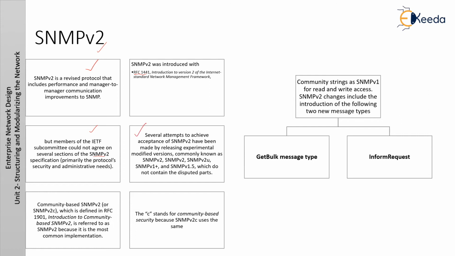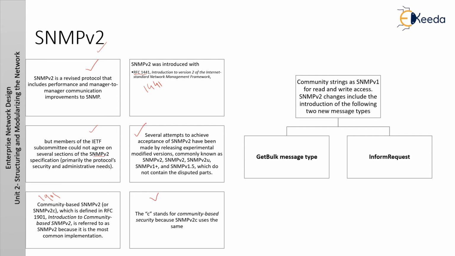Community-based SNMP version 2, or SNMP version 2C, is defined in RFC 1901. The original was RFC 1441, and RFC 1901 is the Introduction to Community-based SNMP Protocol version 2. It is referred to as SNMP v2C because it is the most common implementation, and the C stands for community-based security, because SNMP version 2C uses the same.